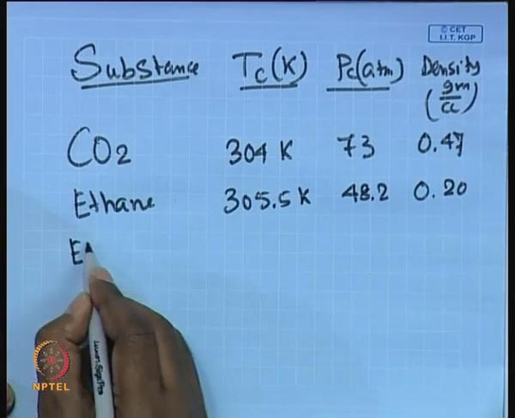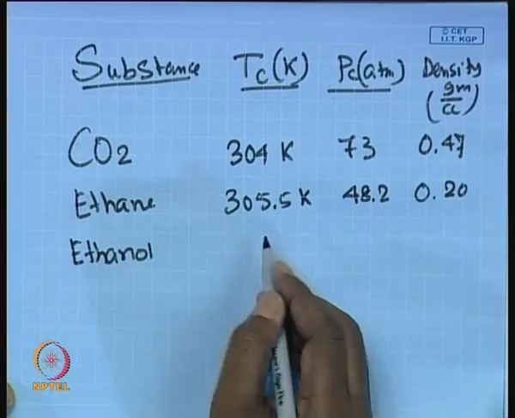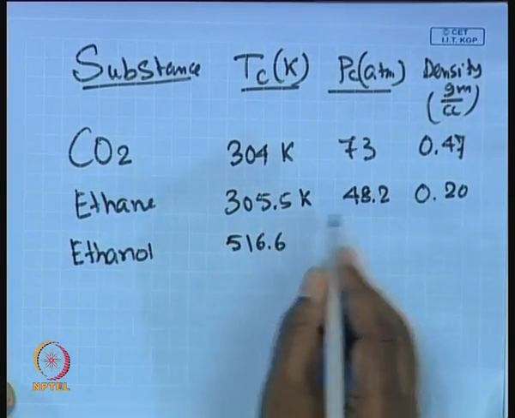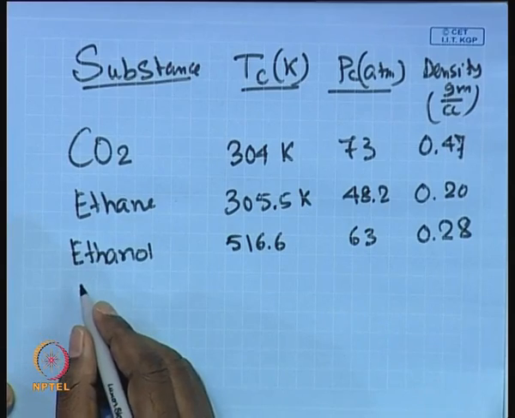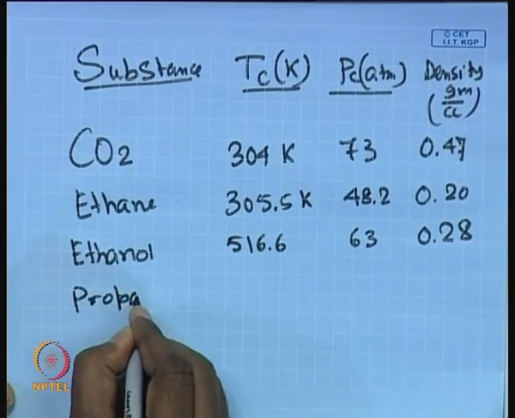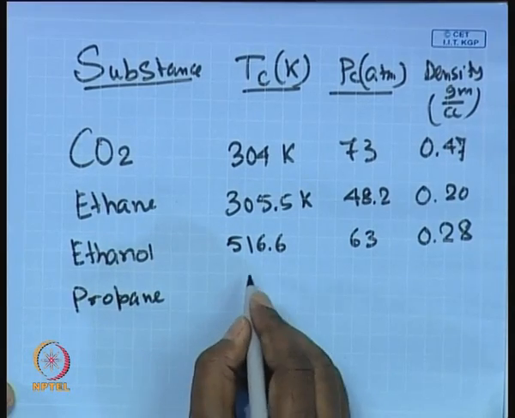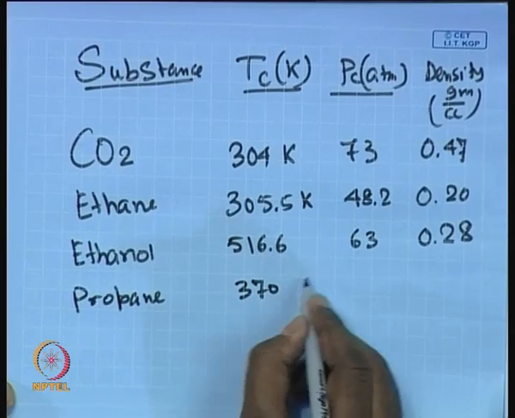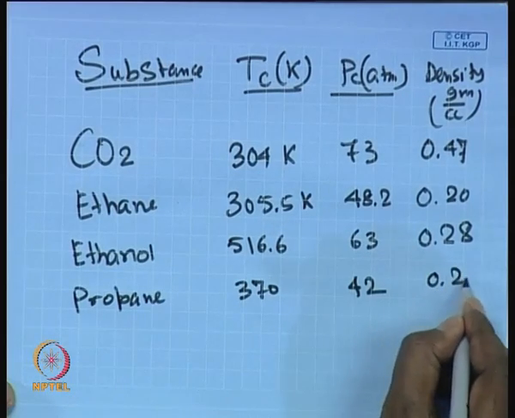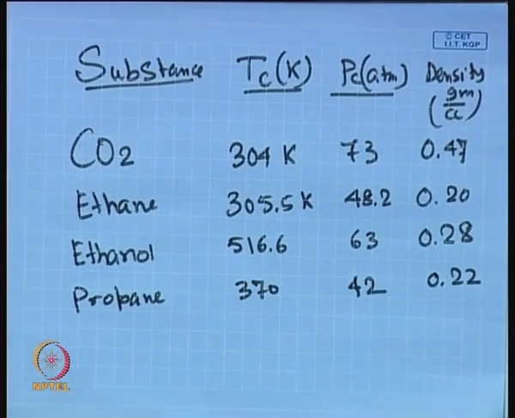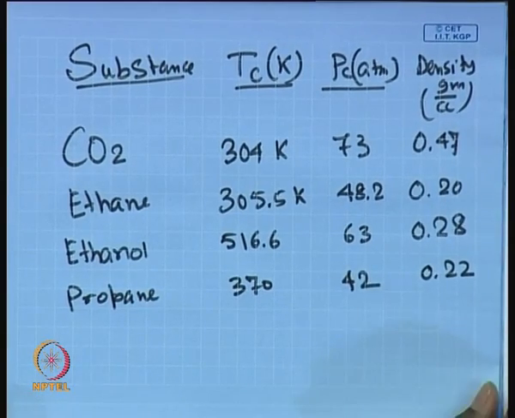You have ethanol. In ethanol, the critical temperature is 516.6, the pressure is 63 atmosphere and the density is around 0.28, and propane has a critical temperature of 370 Kelvin, its critical pressure is quite low, 42, and its density is 0.22. Okay. So, these are the various substances used for supercritical fluids. Now, we will be looking into some of the properties of these supercritical fluids that made them so superior compared to the other species. Okay.